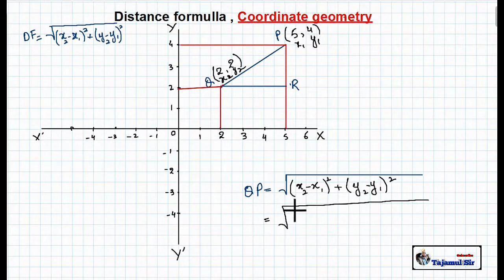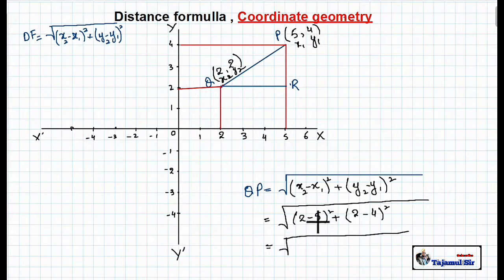So here x2 is 2 and x1 is 5, square, plus y2 is 2, y1 is 4, square, under root of.